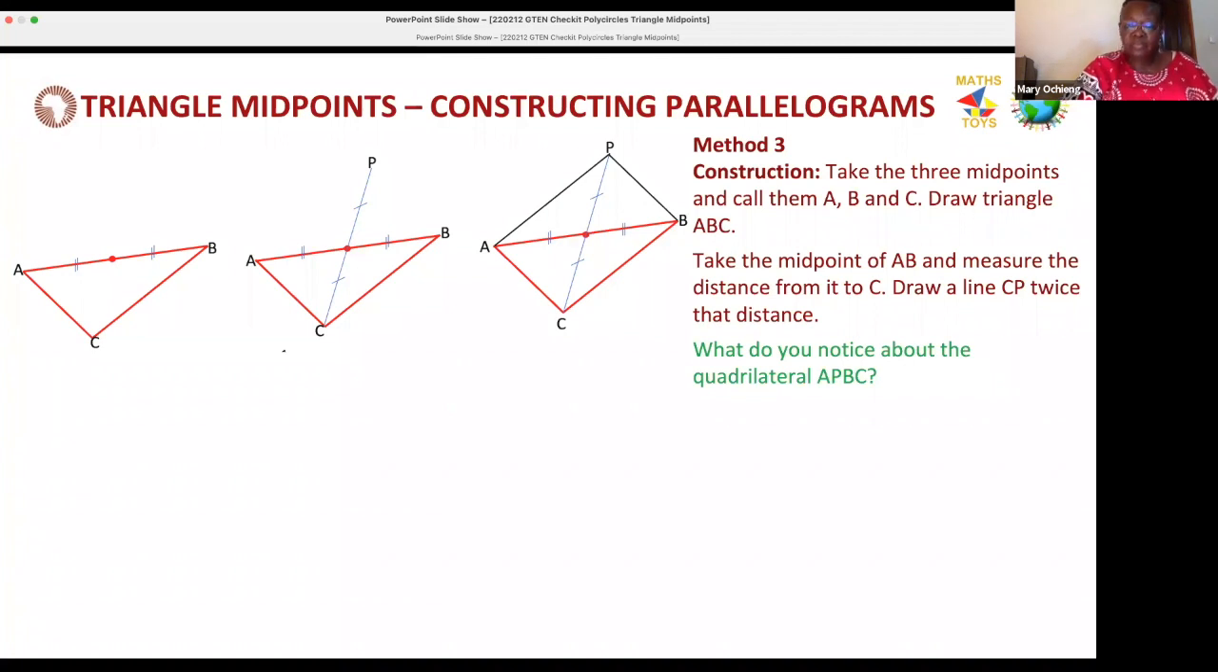How do you know it's a parallelogram? I agree, it is a parallelogram. How do you know? Tony, while they're thinking about that question, if you fold along AB and put a pinpoint through C, if you fold that over, it's not going to be point P.